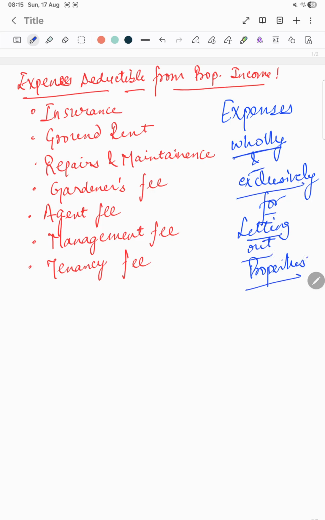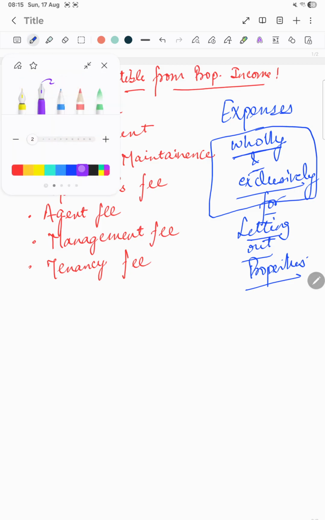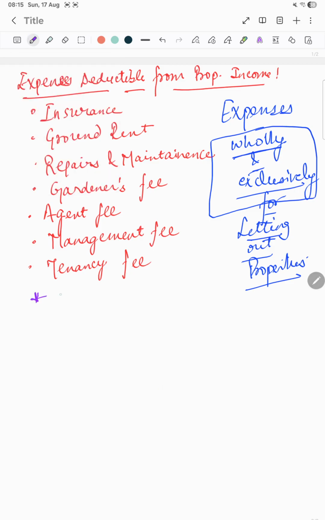The wholly and exclusively test has to be checked when we need to see whether these expenses are deductible from property income or not. Now, there is one major expense that the landlords usually incur. The landlords would have taken this property on mortgage, so they would be paying interest, which we also call finance cost, on the mortgage.